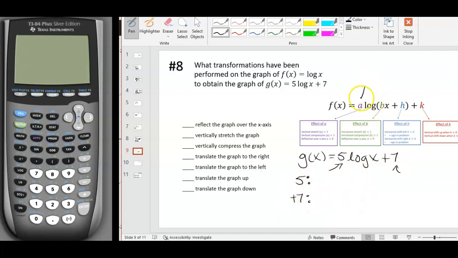Well, notice that this 5 is a value of a. Our study guide tells us that if the absolute value of a is bigger than 1, that is going to be a vertical stretch. So that's what's going to happen to this graph. I can go to my answer choices and say, well, I know there's a vertical stretch. Well, what about this plus 7?